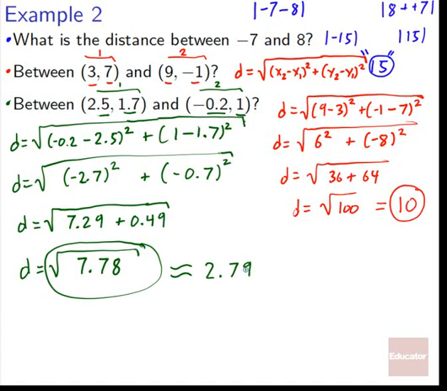But 2.79, and so on. But we can just hack it off, and we'll say, yeah, 2.79, that's pretty good. So we get an approximate value. The true answer, though, is the square root of 7.78. That's what the answer really is.